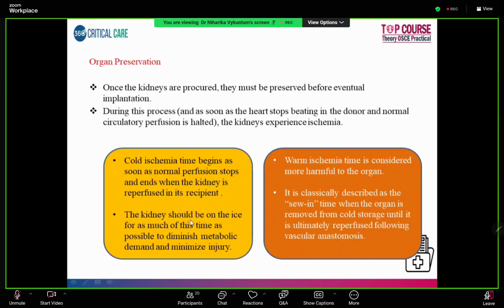Now coming to the warm ischemia time. This is considered more harmful to the organ. So we should not increase the warm ischemia time. It is described as the time when the organ is removed from the cold storage until it is ultimately reperfused following the vascular anastomosis. Okay, so you remove the organ from the cold storage to the reperfusion into the recipient. That is known as warm ischemia time. And for kidney transplantation, the warm ischemia time is usually 20 to 30 minutes, and it should not extend beyond 60 minutes. Okay.